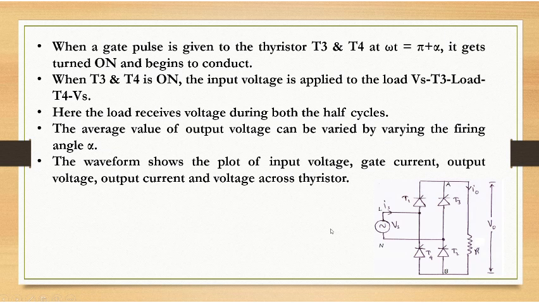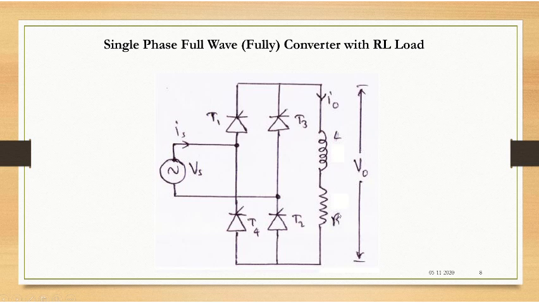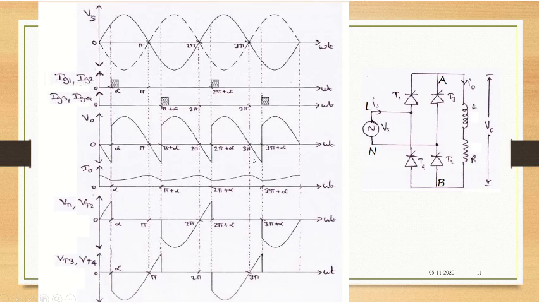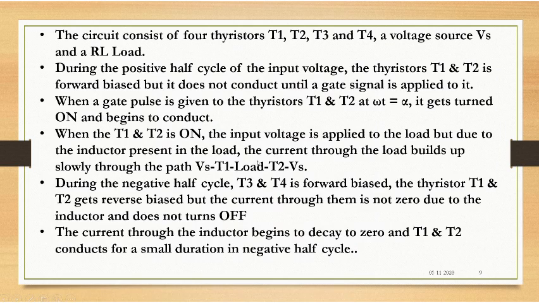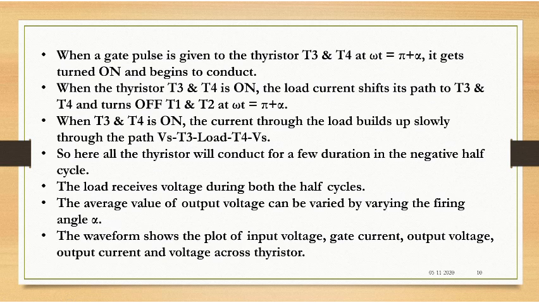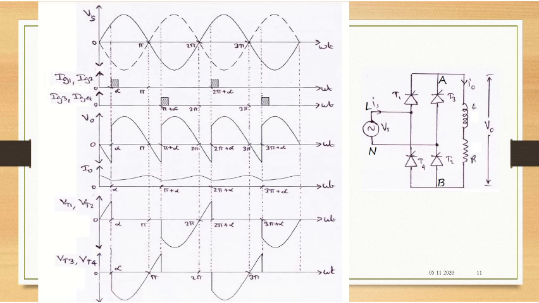All right. Let me go to the actual syllabus, that is single phase full wave converter with RL load, also called fully controlled rectifier. As you can see again here, you have RL load, an inductor and resistor, and you have used four thyristors in the bridge network, which is nothing but your full wave converter. You can go through these slides which I'll be explaining now. The explanation is already given in the slide here.